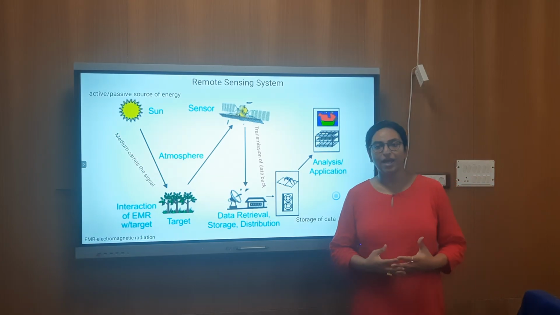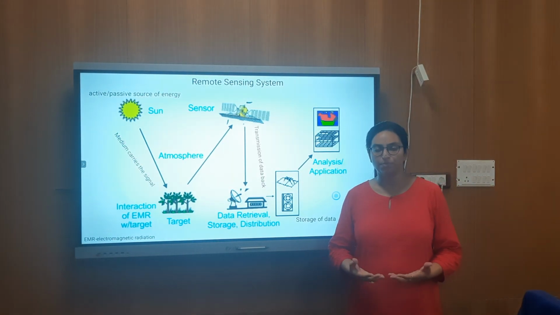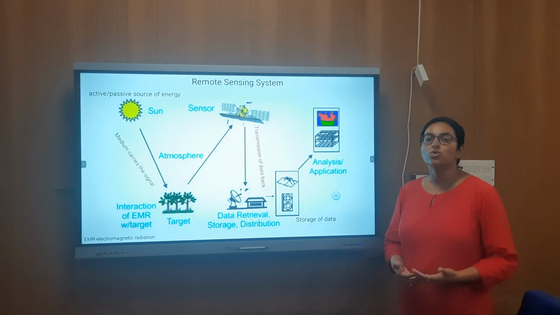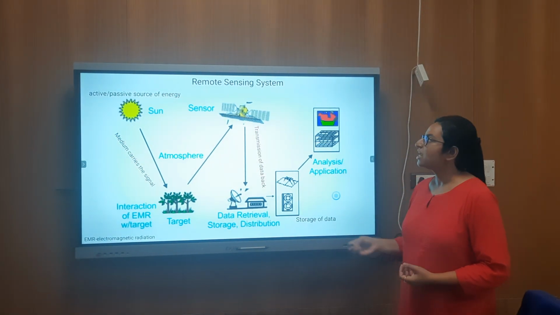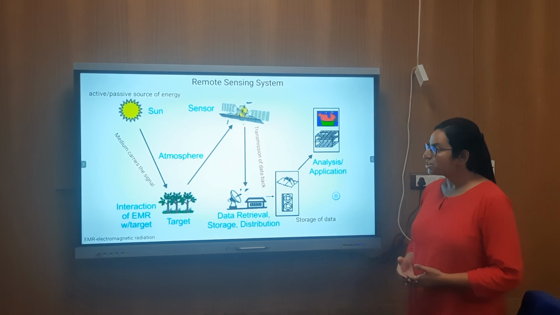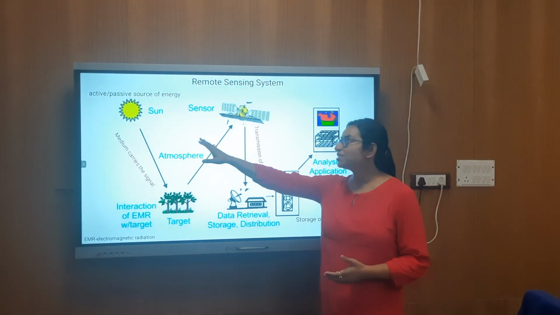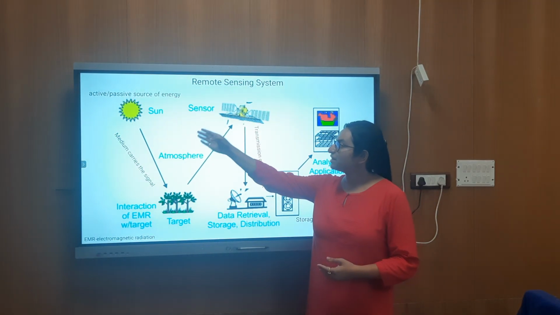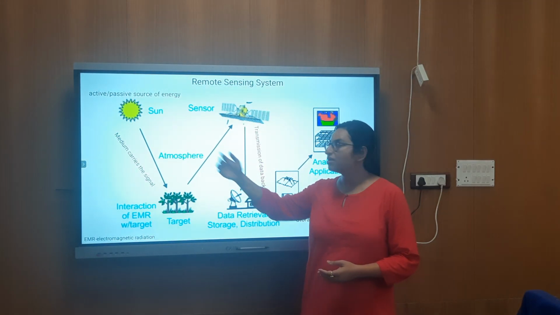Now, how do we capture information about a place or area of interest without being in physical contact with it? It happens through a remote sensing system. In a remote sensing system, there are certain elements. First, we need an active or a passive source of energy. That in this case is the sun.